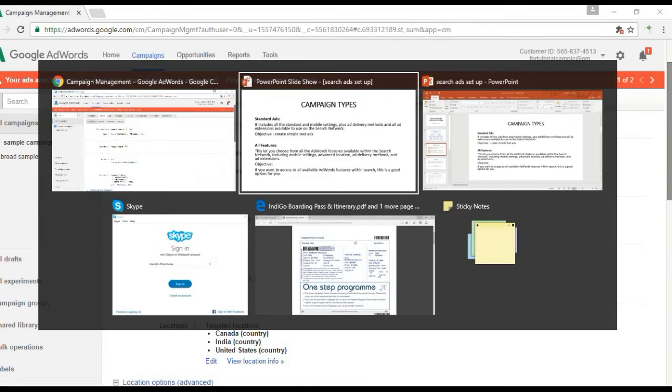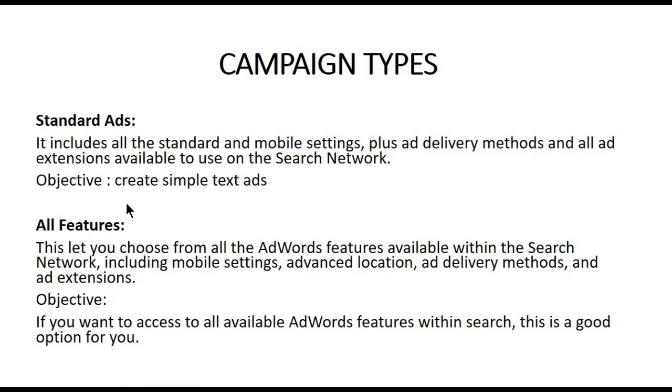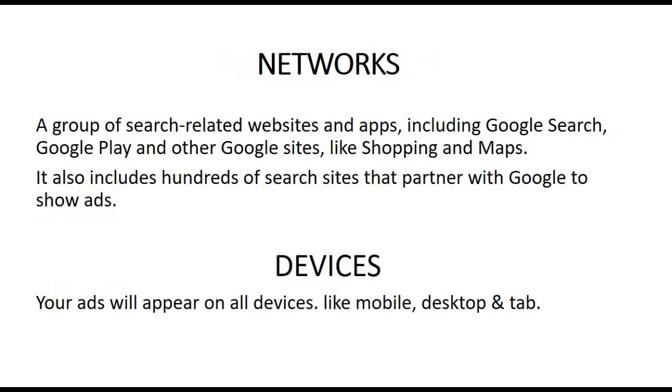So I'll always recommend you guys to go with all features. And if you don't want to use all features, standard ads are also fine, but it will restrict your campaign optimization. If your business objective is very small, then you can go with standard ads. But if your business objective is very niche, very target specific, then I will recommend all features. Okay, so what is next?